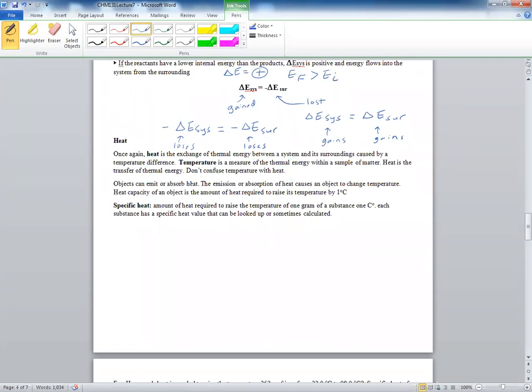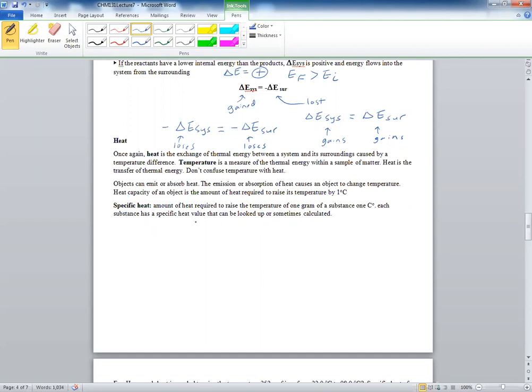For example, when particles are moving faster and faster, it means that they have a higher average kinetic energy, which means they have a higher temperature. But heat involves, again, exchange between the system and the surroundings. So you could say that you have two samples with two different temperatures. The exchange between them is the heat. Since we have different materials, they can, of course, emit or absorb heat differently.